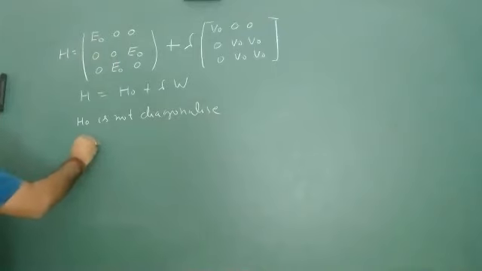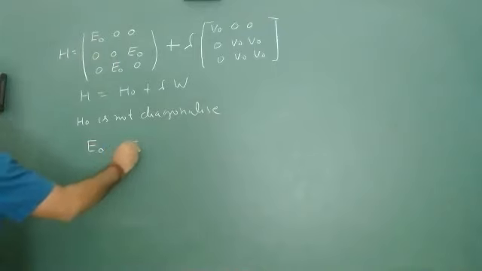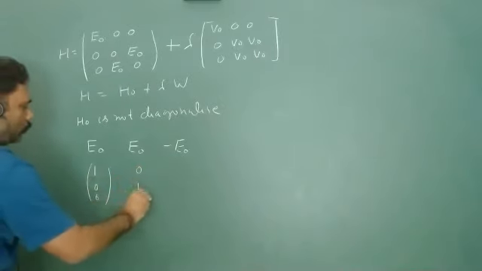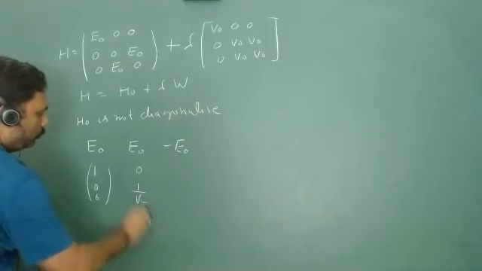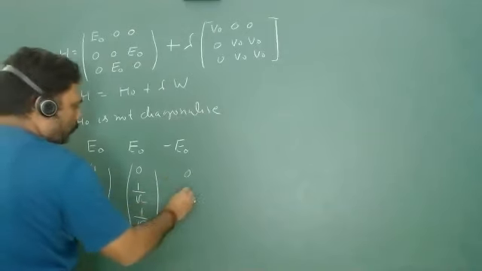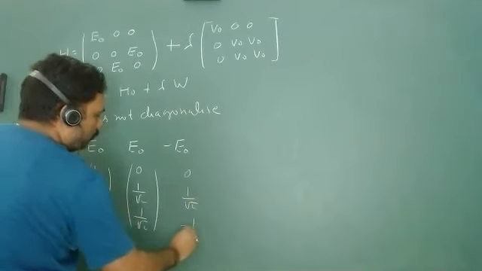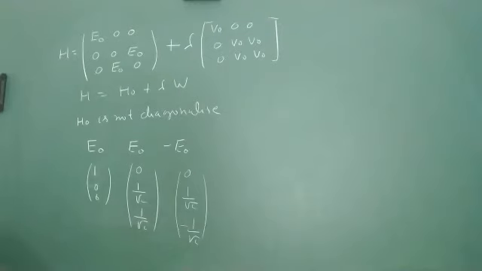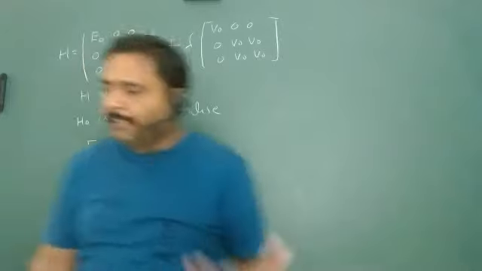We just found them a moment ago. The eigenvalues are E naught, E naught, and minus E naught. And what will be the eigenvectors? First, for E naught: 1, 0, 0; second, 0, 1 by root 2, 1 by root 2; and for this one, 0, 1 by root 2, minus 1 by root 2. So we have this particular eigenvector. You can have a different eigenvector for E naught also, we remember, but we will take the simple one because the purpose is just diagonalizing it.